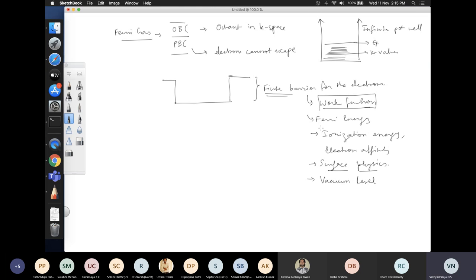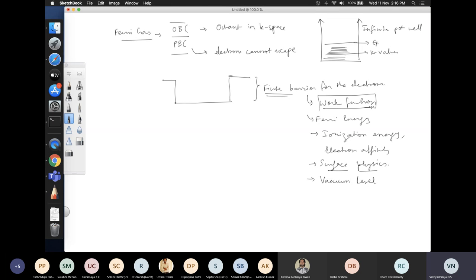So there are all these different kinds of concepts, and the work function is the energy to take out the electron from inside the metal, from the bulk of the metal at the Fermi energy, right up to the surface of the metal, but just outside, not far from the metal. If you take it far from the metal, then you are taking it to the vacuum level.